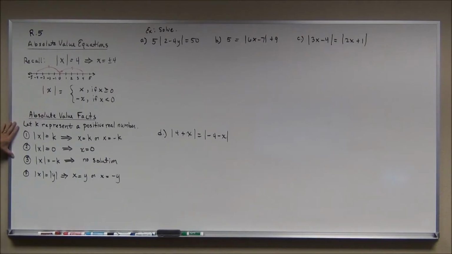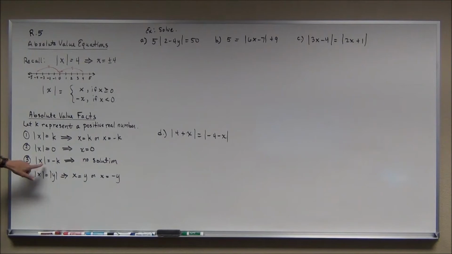These are some useful facts involving absolute value. We're going to use them when we solve equations. It says let k represent a positive real number. The absolute value of x equals k implies that x is equal to k, or the opposite of k. Sometimes we just write plus or minus k. If the absolute value of something is equal to 0, that means that something, x, has to be 0.